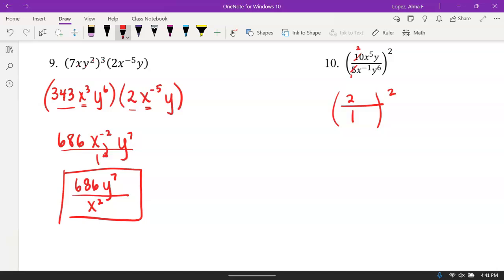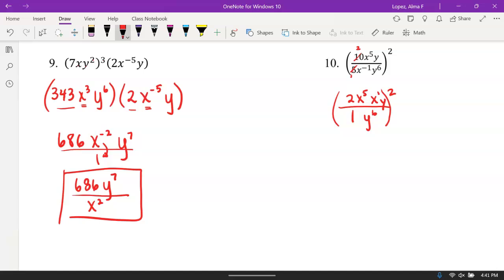If I'm not comfortable with it, you know what, I made that parentheses too small. Let me make it a little bit bigger. Okay. If I don't like that the x's are negative exponents, I can say, you know what, I'm not going to do the x's yet. I'm going to bring that x to the negative 1 to the top. It's going to make it an x to the positive 1, and I still have a y up there and a y to the 6th on the bottom.